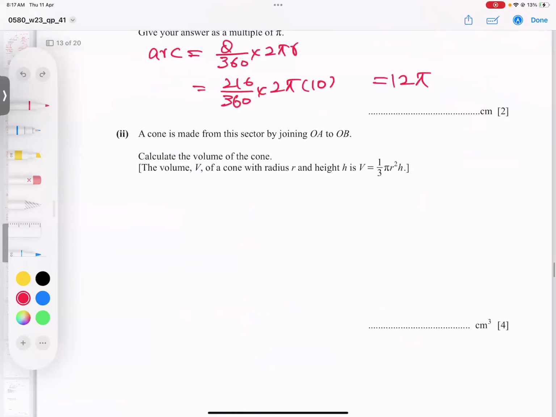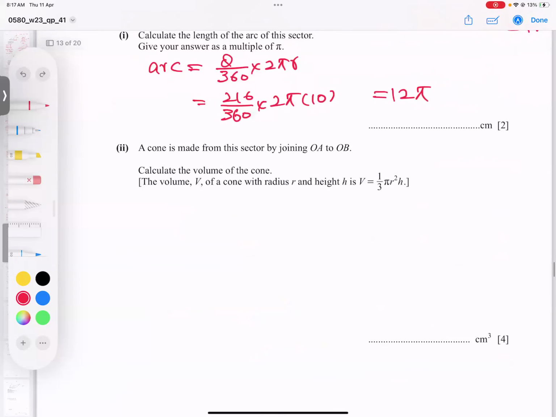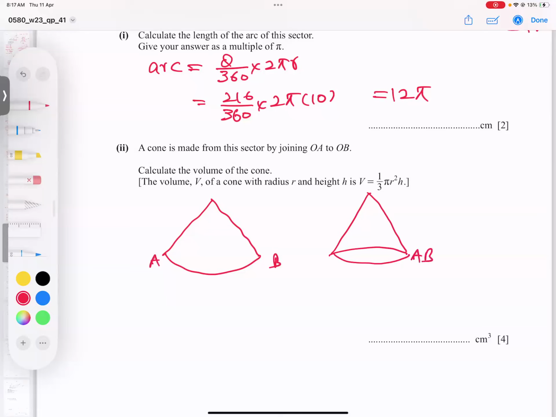Let's move on to the next. He said that a cone is made from this sector. It's very interesting. Let me show you an easy way to understand. There's a sector. There's a cone. You know, students, if you join this letter A with the letter B, so they become together, AB, okay? If you join this straight edge with this straight edge and wrap it, then this arc length will become the circumference of the circle. Make sure this is very clear.